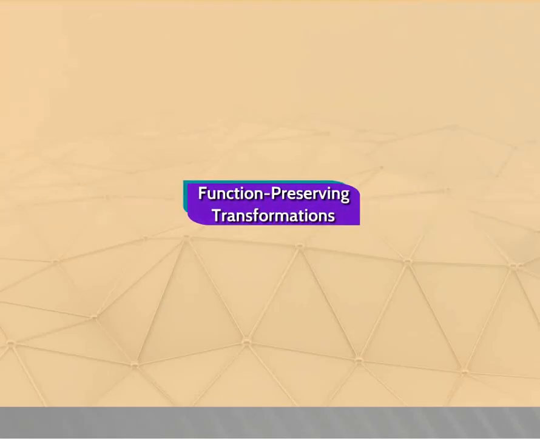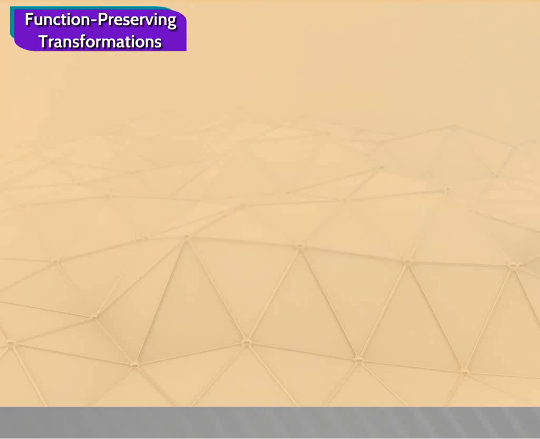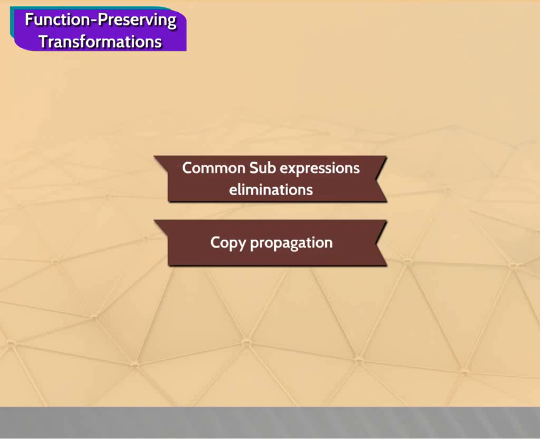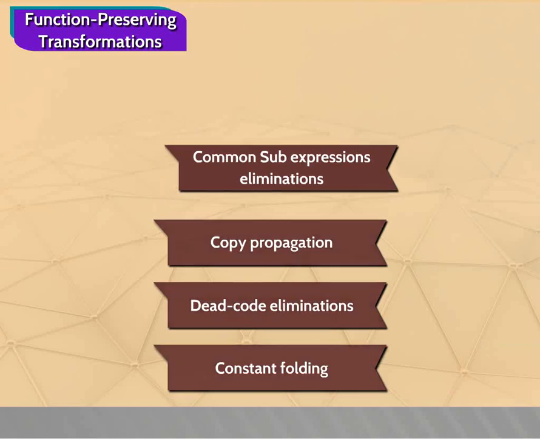Function-preserving transformations. There are a number of ways in which a compiler can improve a program without changing the function it computes. The transformations are common sub-expression elimination, copy propagation, dead code elimination, and constant folding.